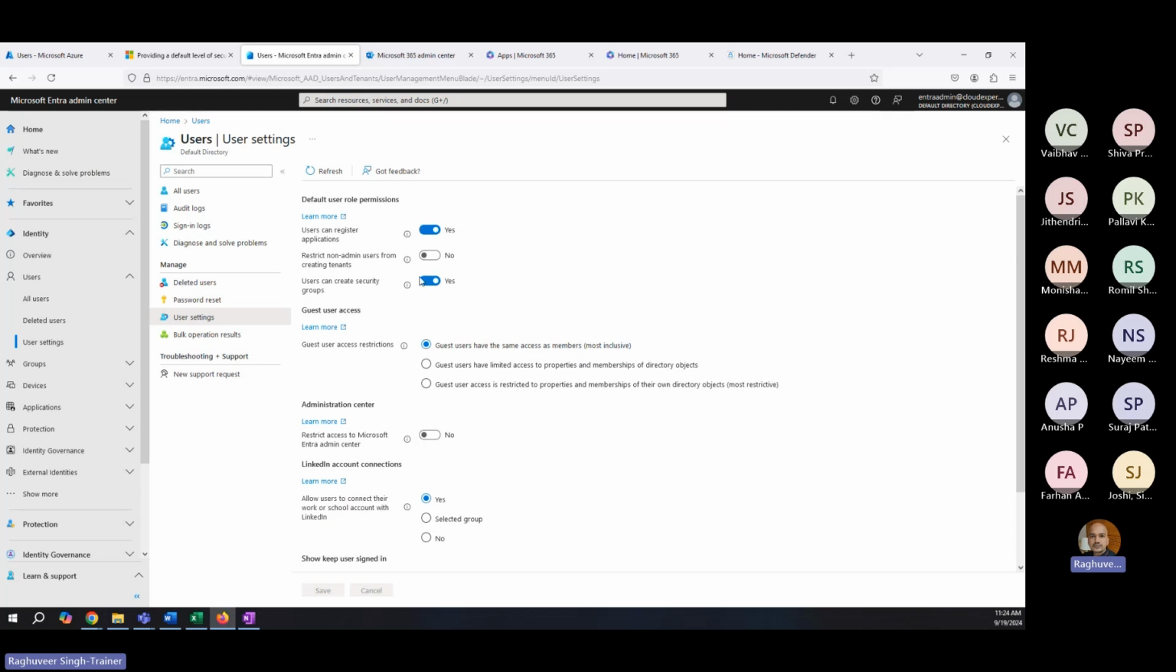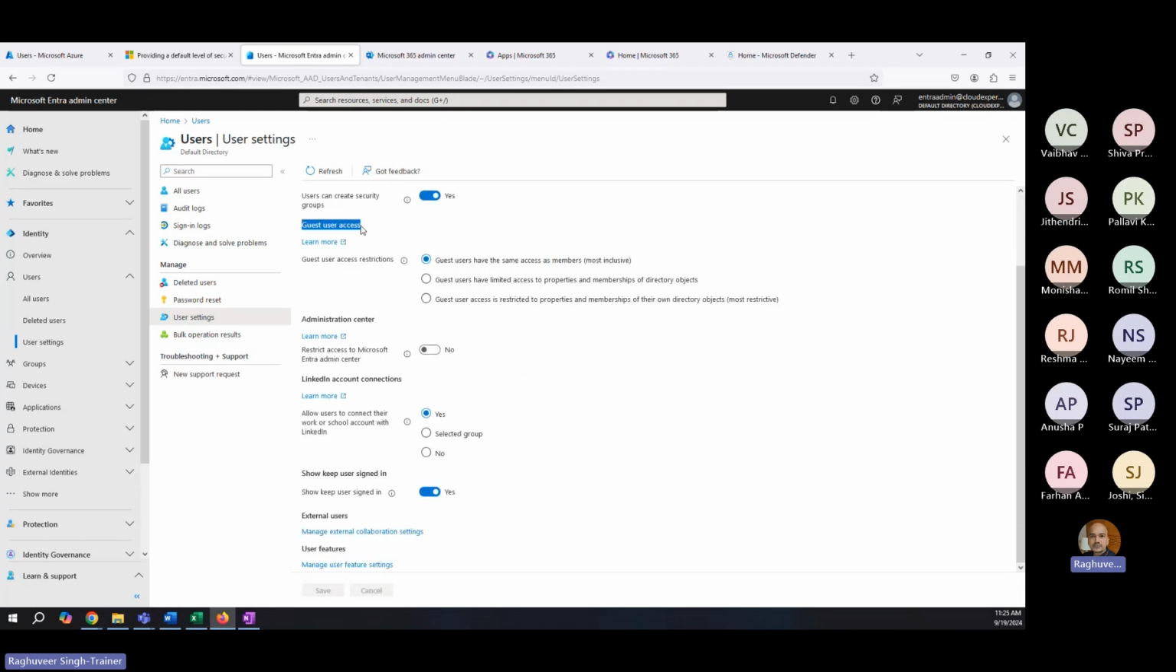That's another irony. Users can create security groups. The security group that we were just looking at, dynamic group or M365 group, can users create it or not? Yes. You can click on no, then only admin can create. So these are the settings.